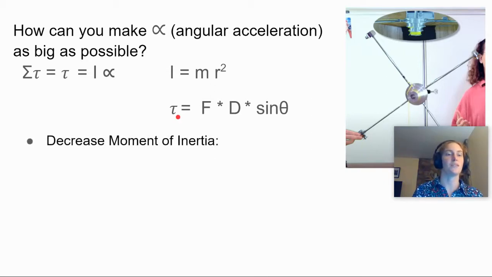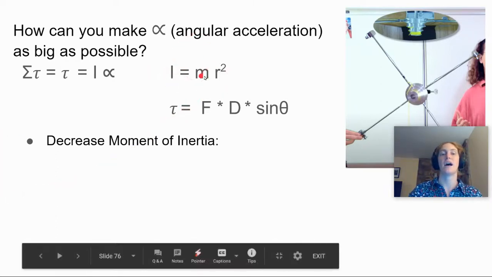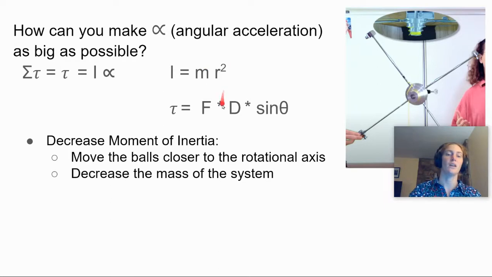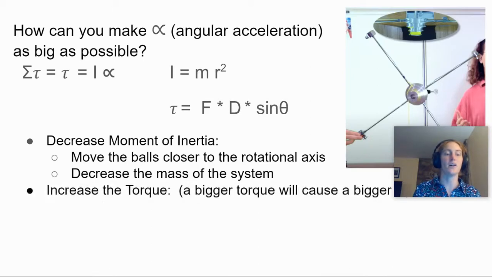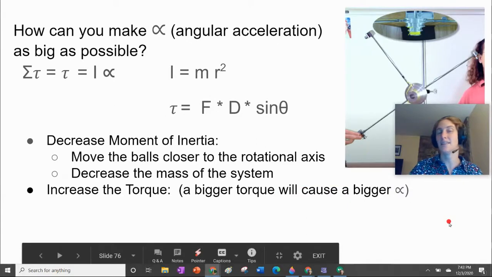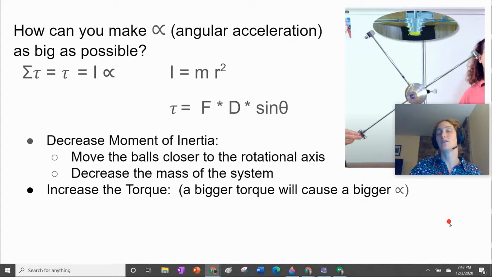There's a couple different ways I can do this. The first I talked about was decreasing the moment of inertia, and there are 2 different ways to do that. If I want my moment of inertia smaller, I either need to make my mass smaller, or I can make my radius smaller. So I can move the balls closer to the rotational axis. That'll get the radius of the thing that's spinning smaller. Or I can decrease the mass of the system, and by the system, I mean the little things that are sticking up on these metal bars. Or I can increase the torque because a bigger torque will cause a bigger angular acceleration. This makes sense if you think about it in terms of force. A bigger force causes a bigger acceleration, so a bigger torque will cause a bigger angular acceleration.